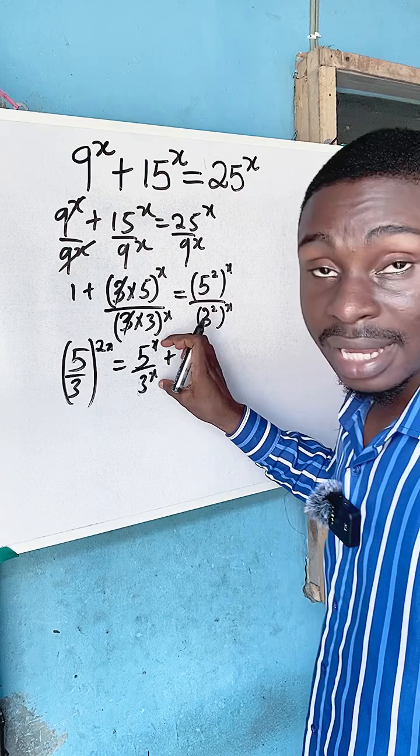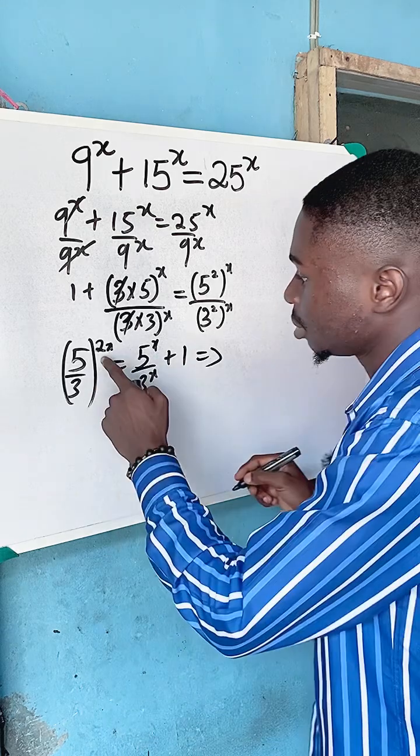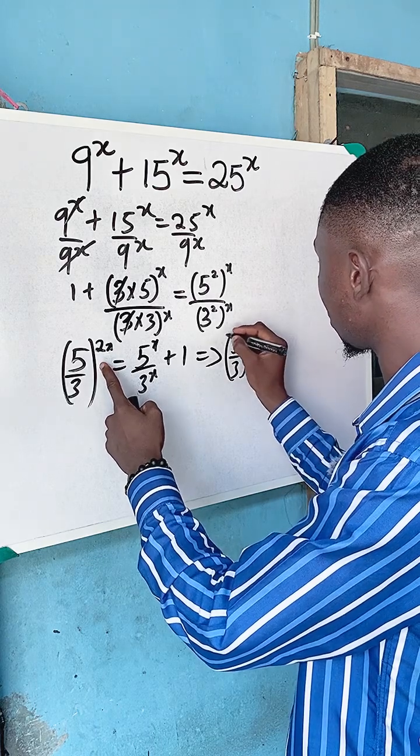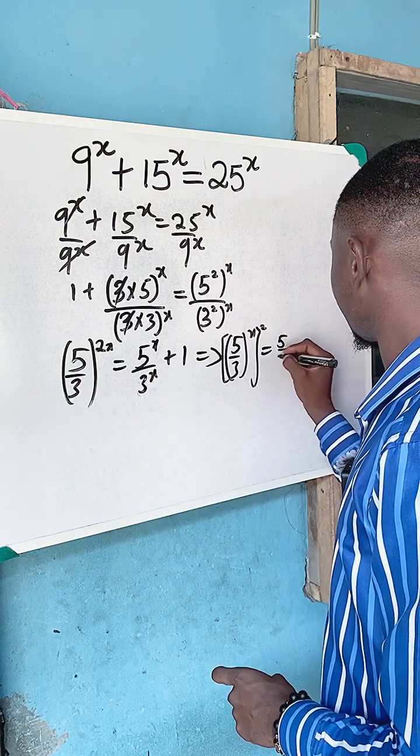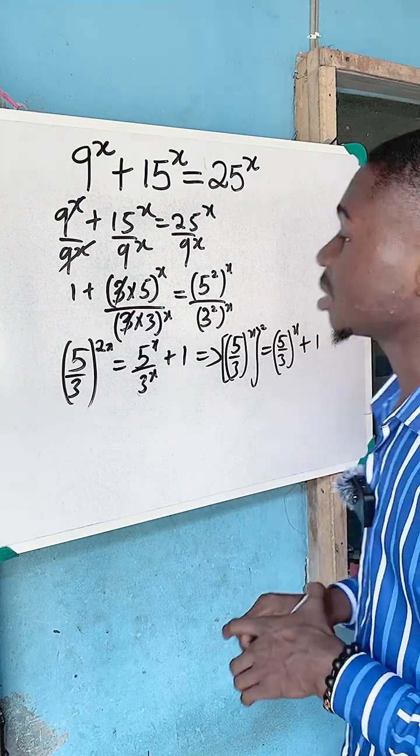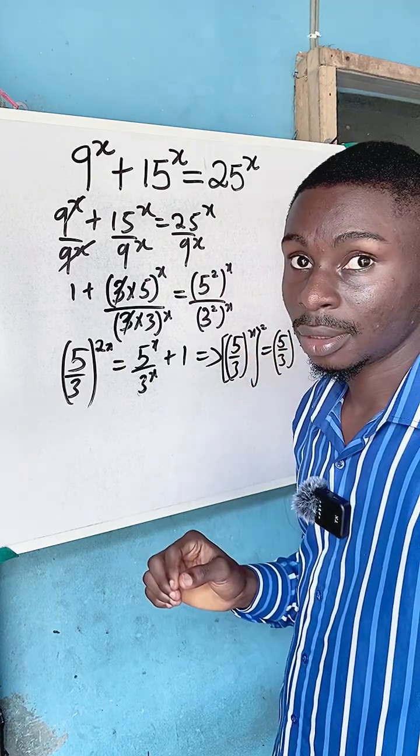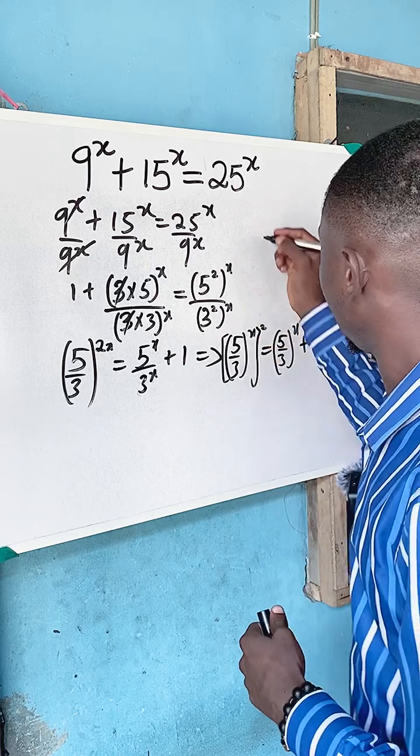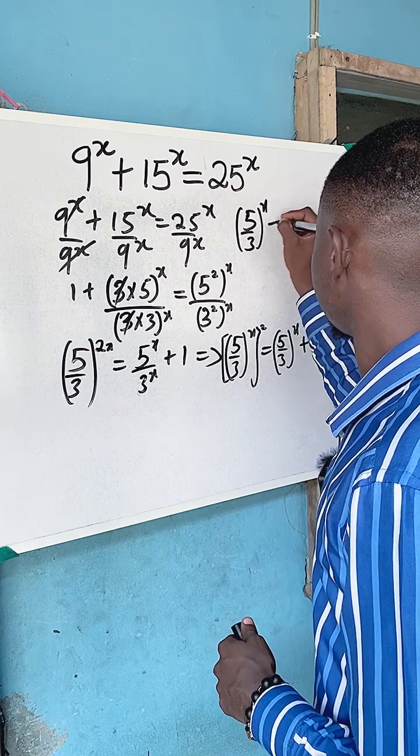Now we can also single out x here. So this now becomes 5 over 3 all to the power of x, all to the power of 2. This is equal to 5 over 3 all to the power of x, plus 1. So we are going to let a particular variable represent 5 over 3 to the power of x. You can use any letter of your choice. Let me choose y. So 5 over 3 all to the power of x is equal to y.